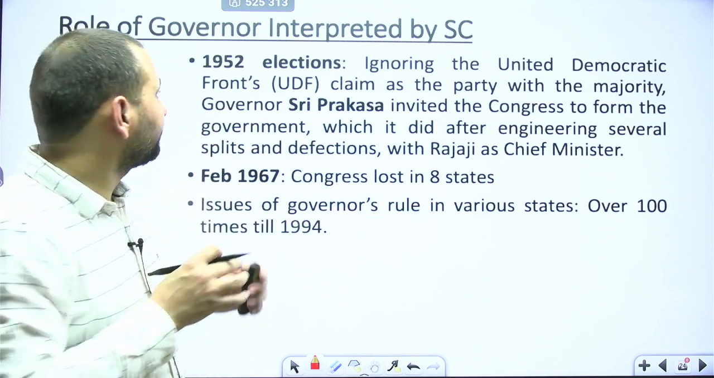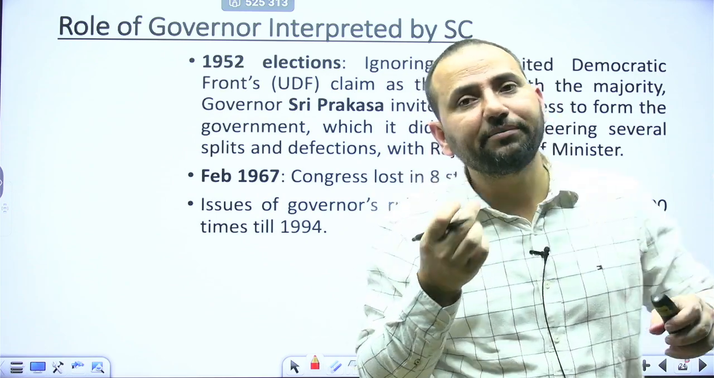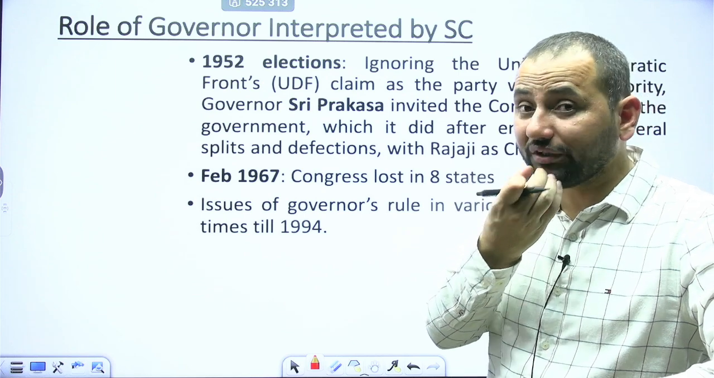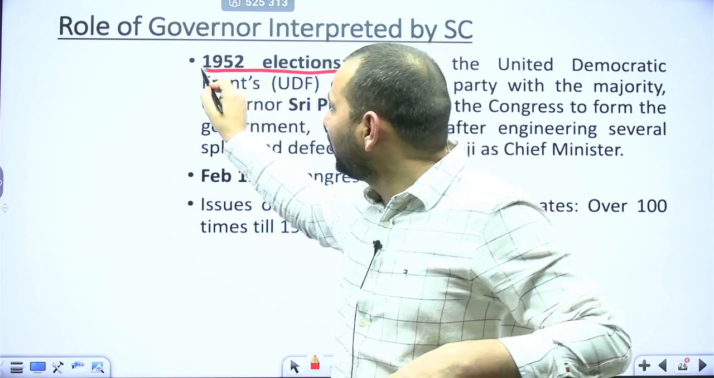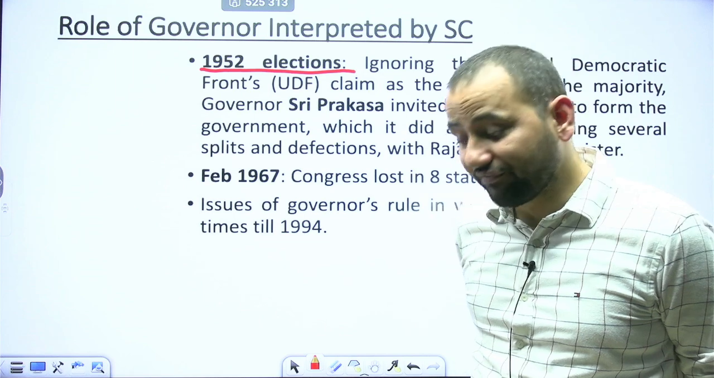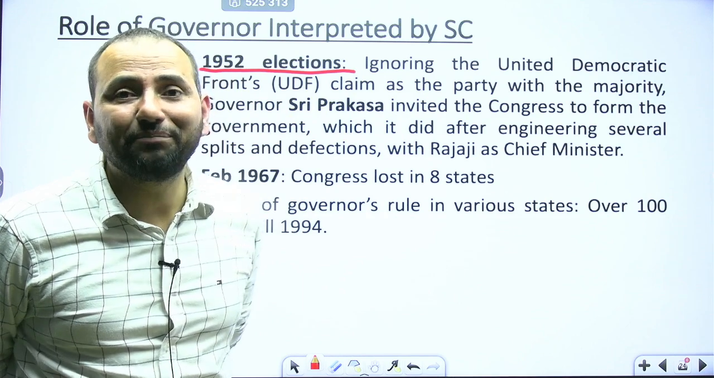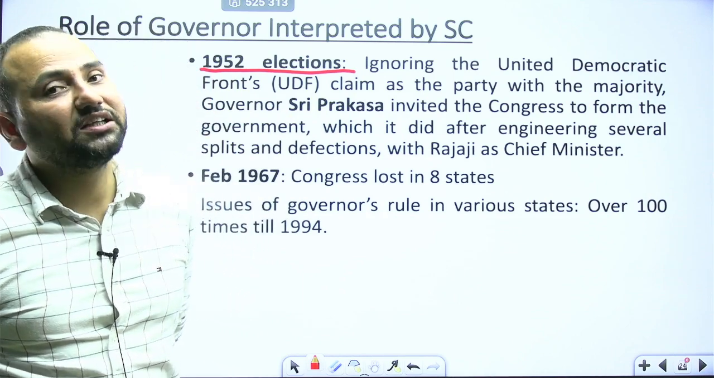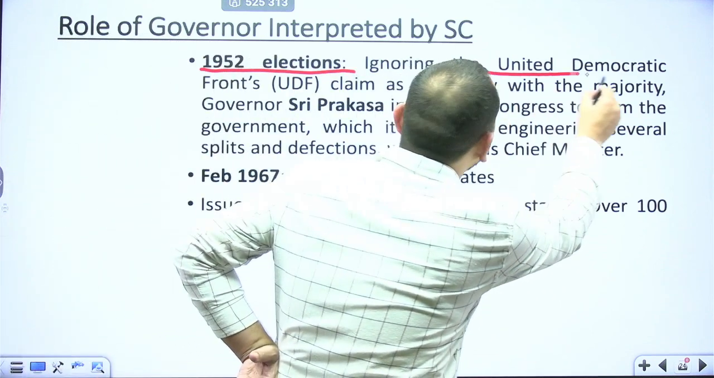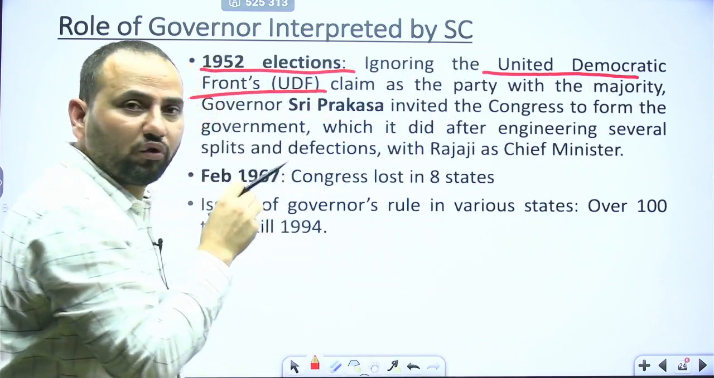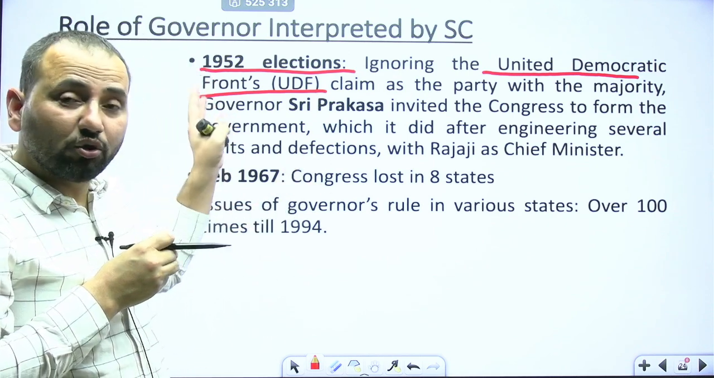But if you talk about the office of governor, we have to understand that its role has been interpreted by the Supreme Court in various judgments. For the first time in 1952, the office of governor started coming into the news. After the elections, in undivided Madras, before Madras was divided, the United Democratic Front came up with the claim that they were the largest party and so they should form the government.